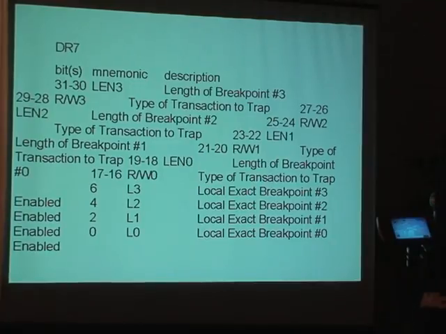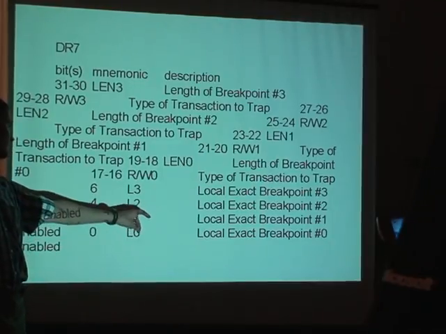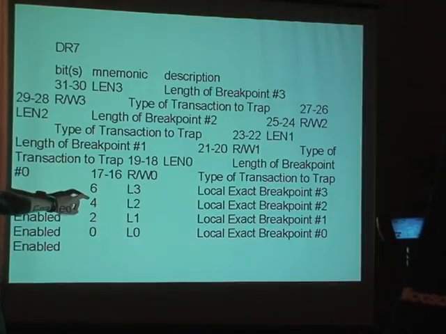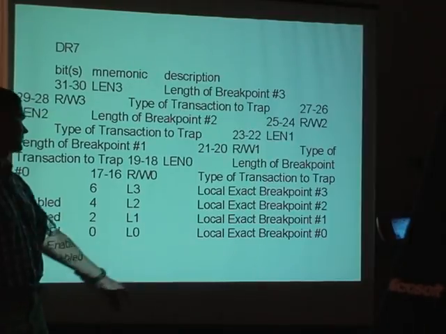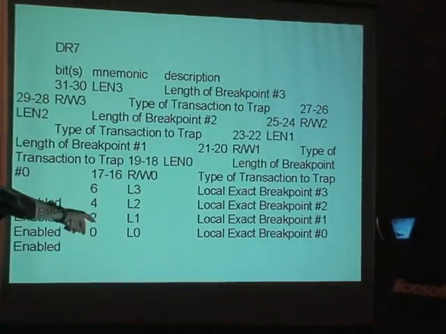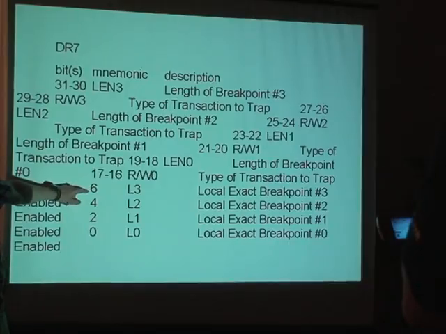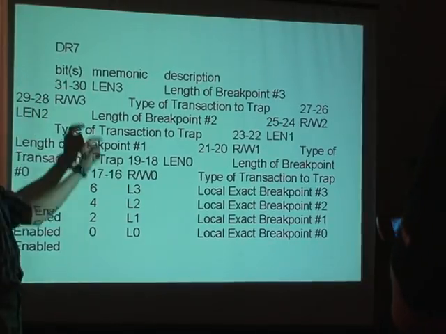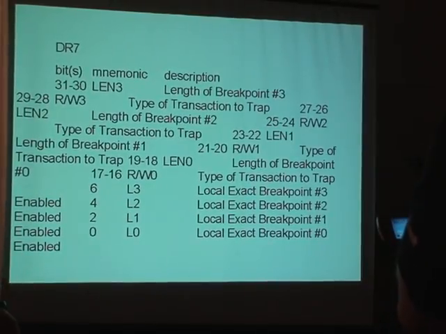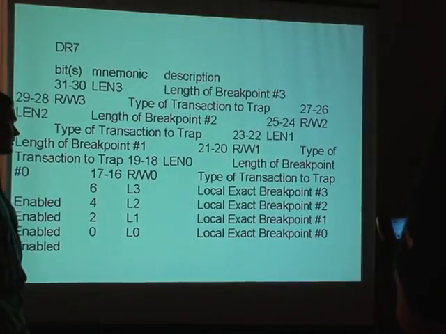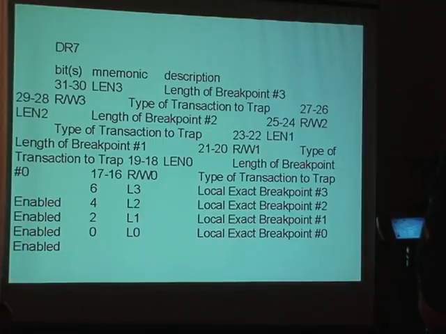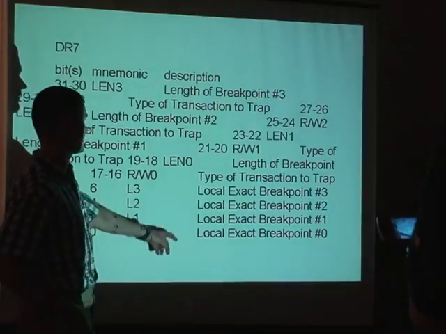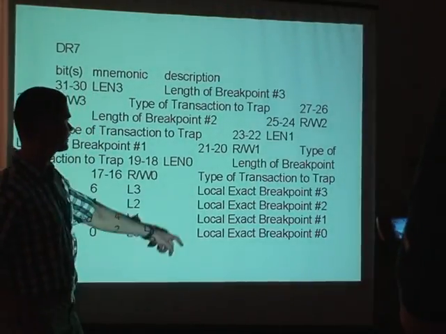Sorry. To enable debug register 2, we need to set bit 4 of debug register 7. To enable breakpoint 3, we have to turn on bit 6 of debug register 7. This is only enabling the debug register. Then we have to set two other values in debug register 7. We have to set the type and the length of the breakpoint.